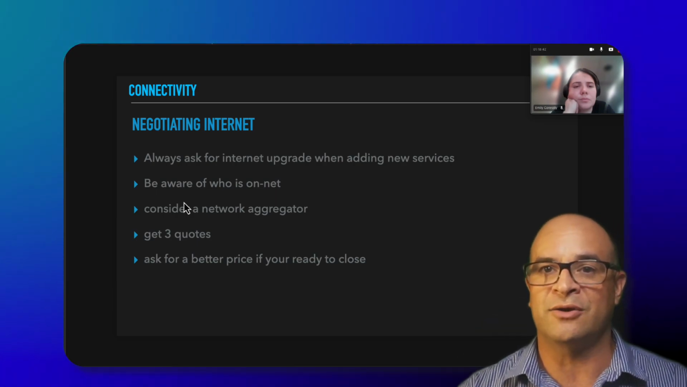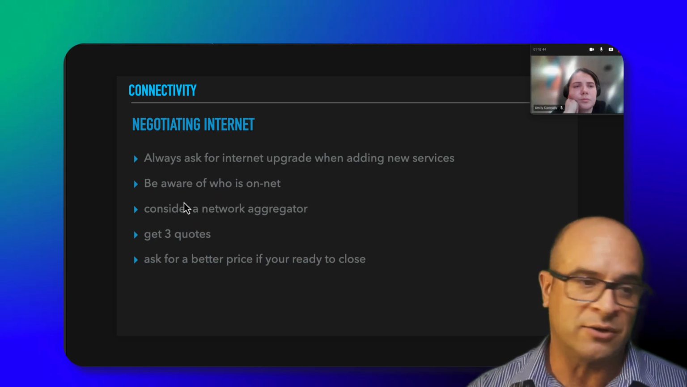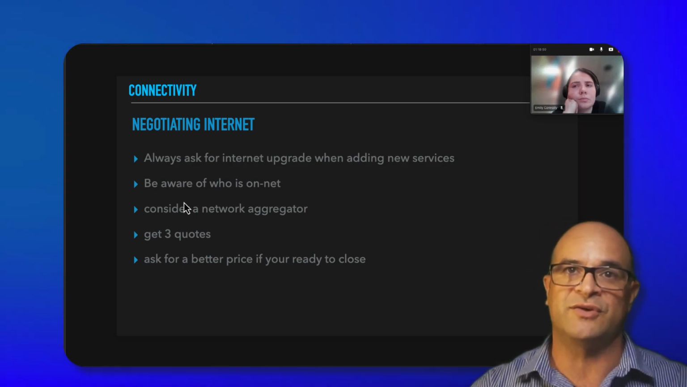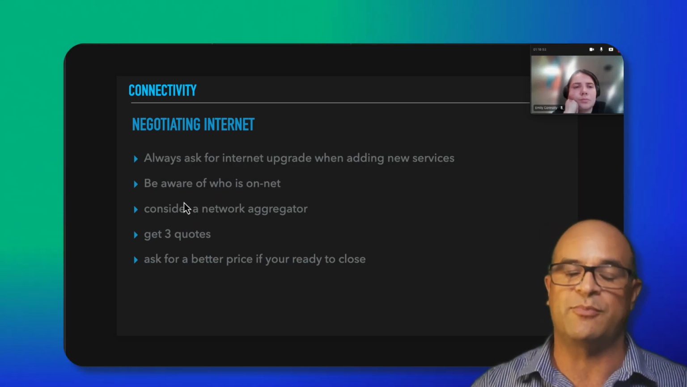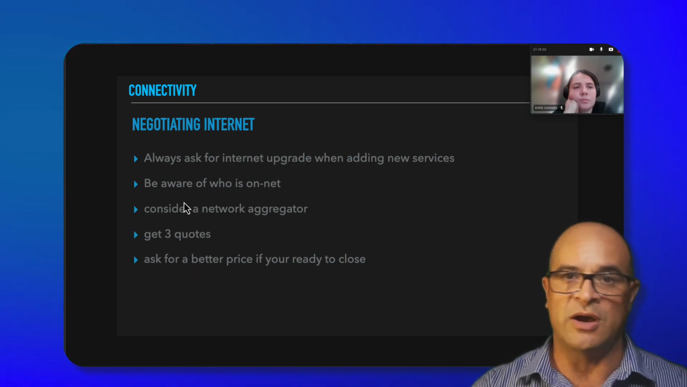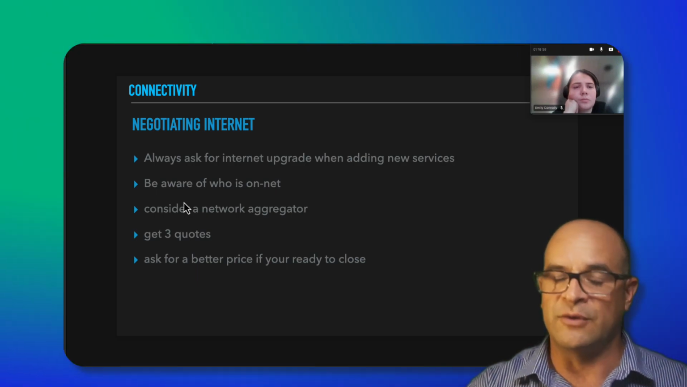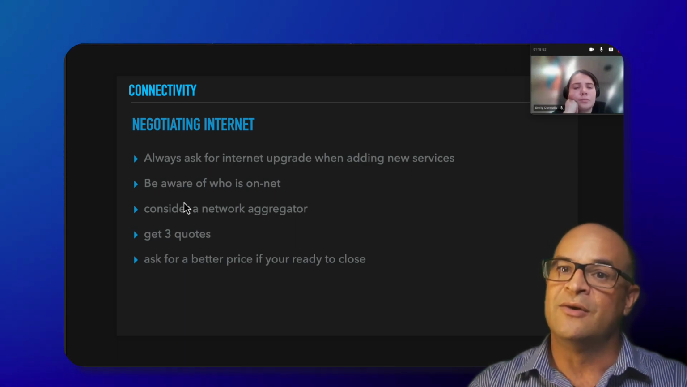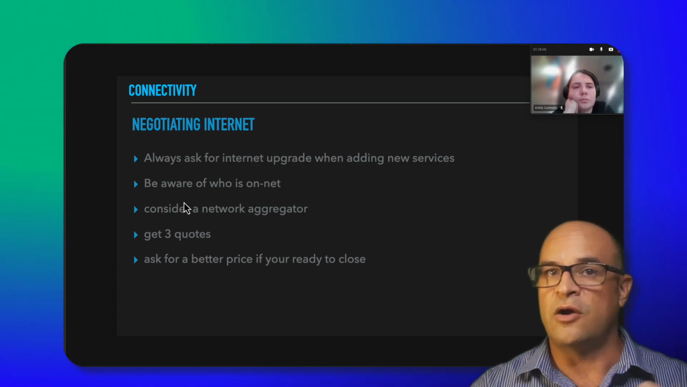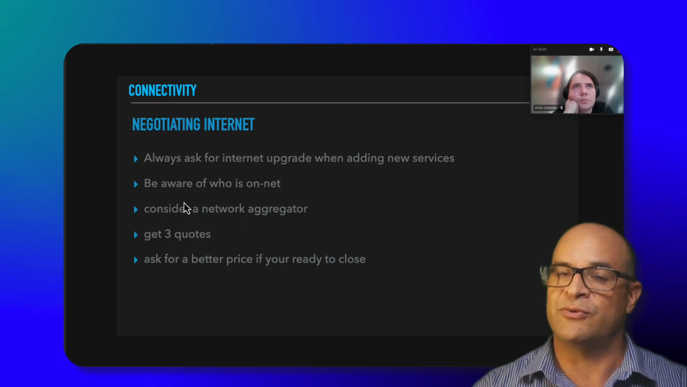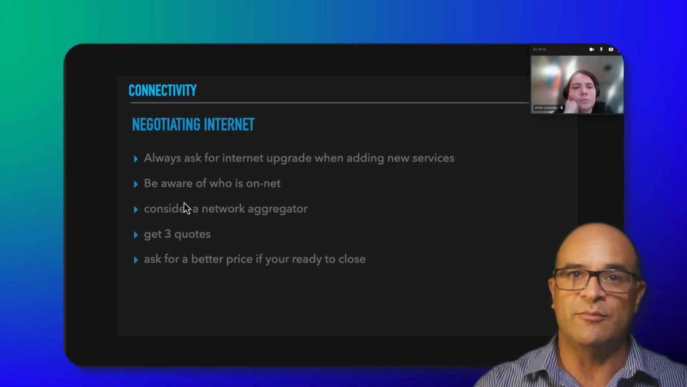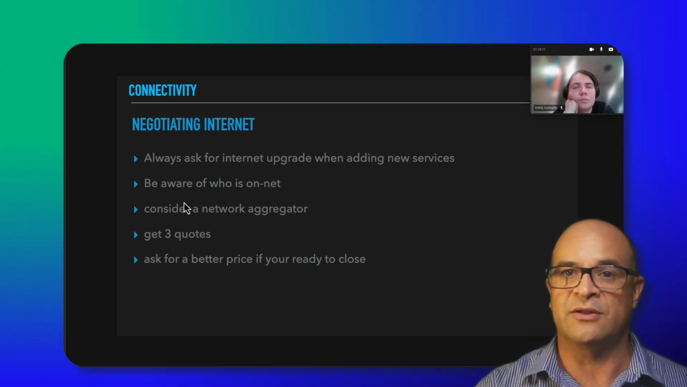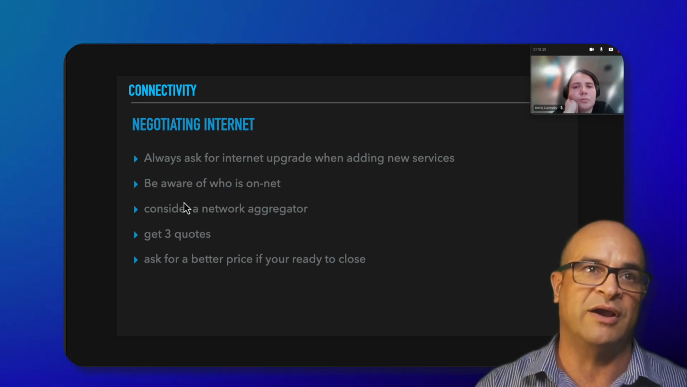Consider a network aggregator. Sometimes there are network aggregators like Megaport, and there's a lot of them in the industry, that might pool together a whole bunch of providers at one and offer you one circuit directly to them, and then you could pick from the connectivity options that they have there, whether it could be SDN, whether it could be internet, whether it could be transport to another data center. Always consider a network aggregator. Try to get 3 quotes if possible, and ask for a better price even after you have been given a final quote and you're ready to close. Always go in and ask for a better price at the end of the day.